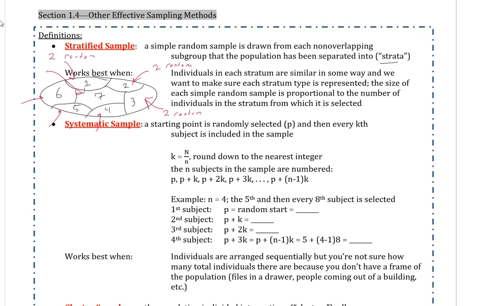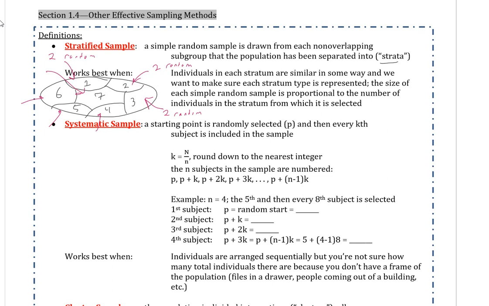Now, there are good things about this. The main good thing about this is that it can save a lot of money and time. That's usually the problem with simple random samples, is that taking a simple random sample of the population of the United States is usually not viable for monetary reasons. But when I split up the population, it's a lot easier to manage.